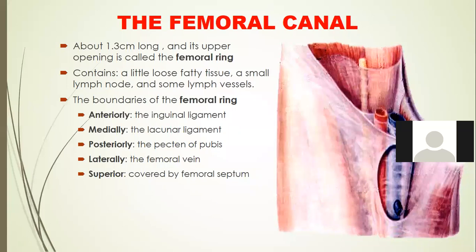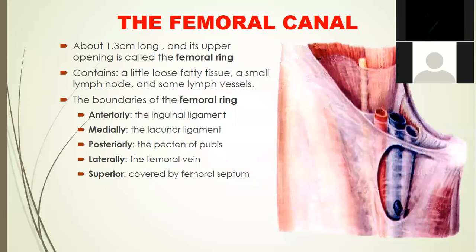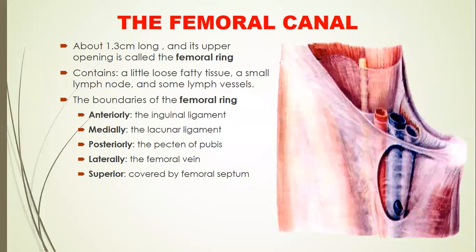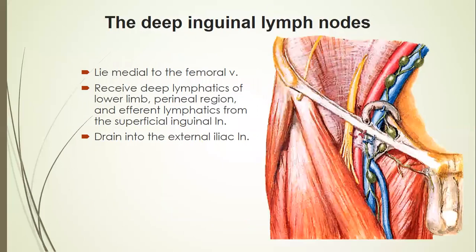What lies in the femoral canal? The femoral canal contains a little loose fatty tissue. So this whole femoral canal is filled with fibrofatty tissue. Among the fibrofatty tissue, there is one deep inguinal lymph node, and this deep inguinal lymph node is called the lymph node of Cloquet. And all efferent lymph vessels from the deep inguinal lymph nodes pass through this canal to drain into the external iliac lymph nodes, as I showed you in the previous picture.